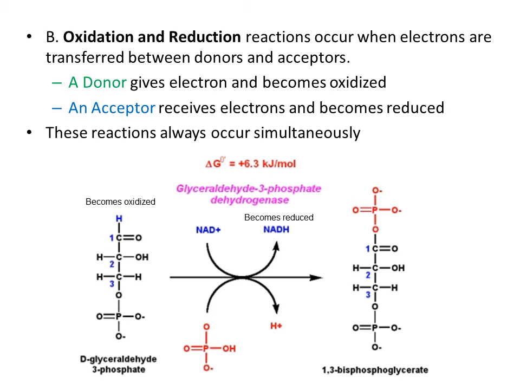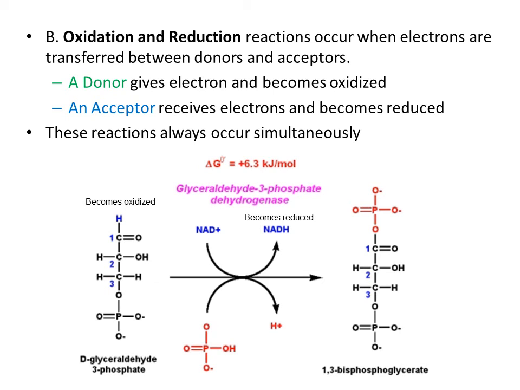The next reaction we'll look at are called redox reactions. So redox reactions require the donation of electrons and the receiving of electrons. So oxidation and reduction reactions occur when electrons are transferred between donor molecules and acceptor molecules. A donor molecule is going to give electrons and become oxidized. An acceptor receives electrons and becomes reduced. These reactions always occur simultaneously.